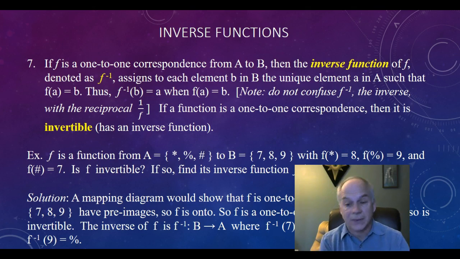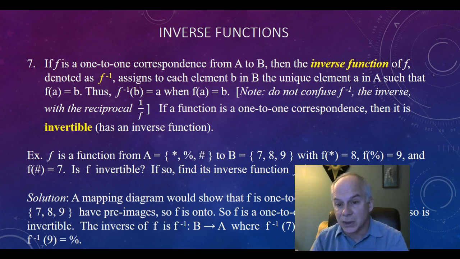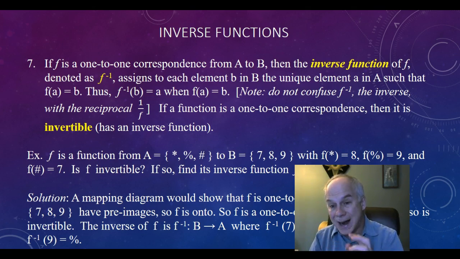Okay, now this is not the reciprocal. The inverse function is not the reciprocal, so don't get confused because of the f negative 1 and think you're going to flip it over. It's not a reciprocal. It's just a notation. It's an unfortunate notation, actually, I think. But anyway, if a function is a one-to-one correspondence, in other words, if it's both one-to-one and onto, in other words, bijective, then it's going to be invertible. Invertible means it will have an inverse function. So if it's one-to-one and onto, in other words bijective, it will have an inverse.